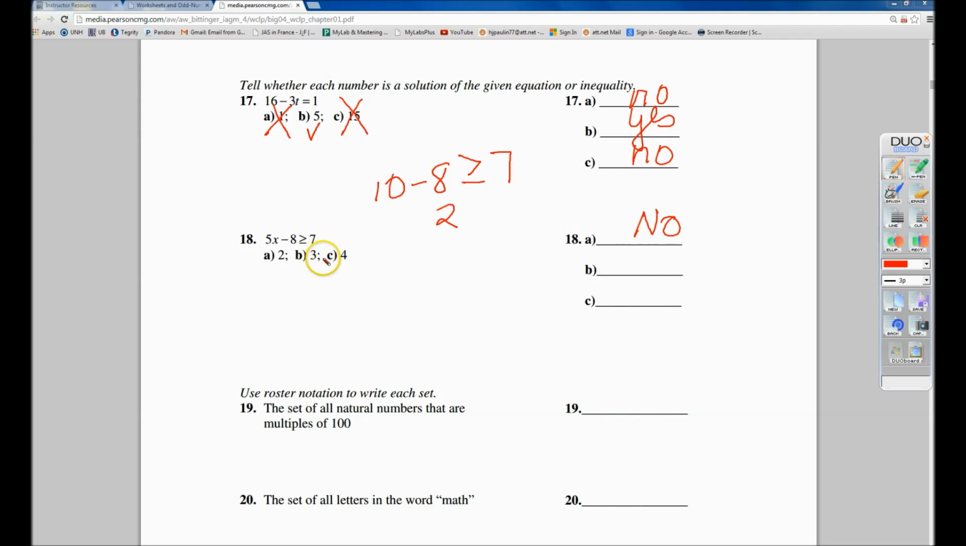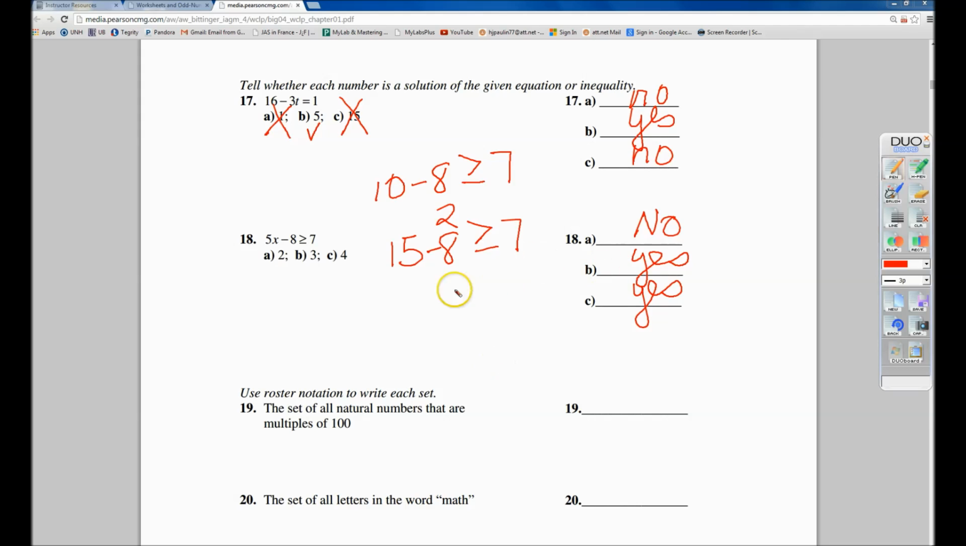How about if we put a 3 there? This now becomes a 15 minus 8. Is that greater or equal to 7? Well, it happens to equal 7, so that is yes. And if one part of these are true, then it's true. And then if this one were true, so is 4. Because that'll be 20 minus 8 will be greater.